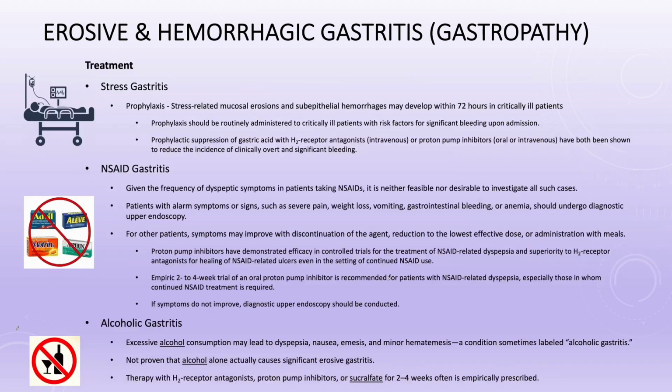Okay. So treatment really depends on what's causing it. For stress gastritis, like we talked about, patients in the ICU, patients with burns, critically ill, you're going to want to prophylax these patients, okay? Because they can develop stress gastritis within 72 hours of being admitted to the hospital. So these are the patients that you want to start on IV H2 blockers or proton pump inhibitors. And it's usually part of admission protocol, especially for ICU patients.